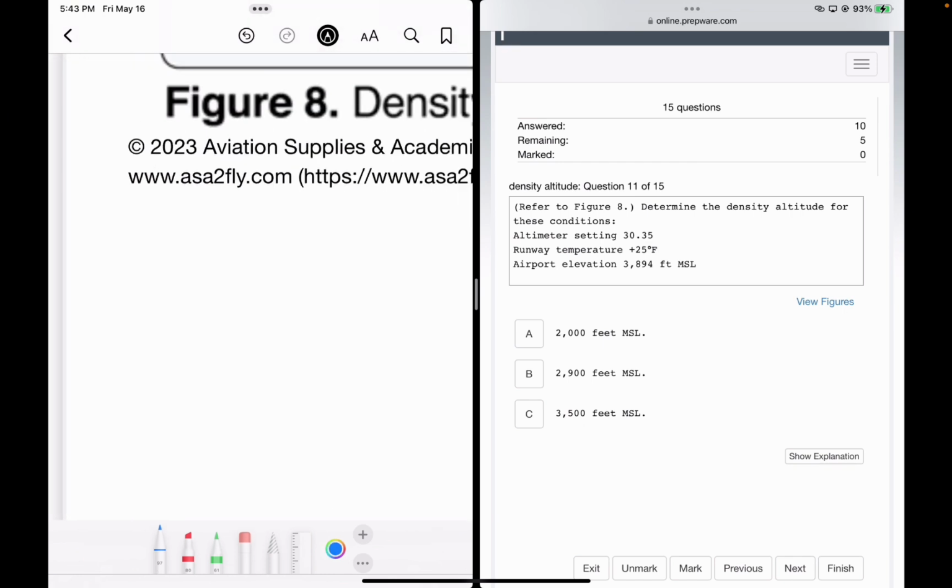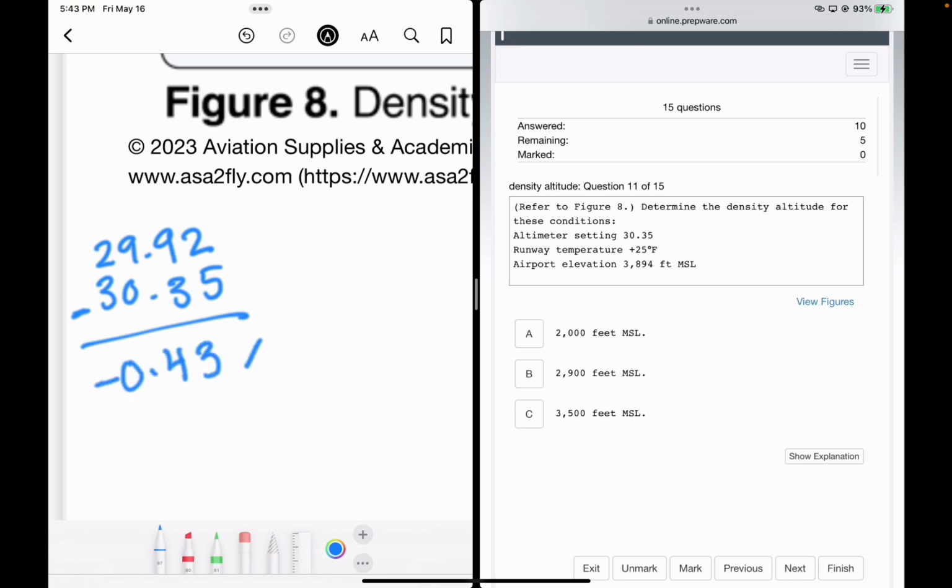More math for us, everybody. Good, the more you do this, the more you remember. And I'm not even going to try to explain it anymore to you. I explained it to you last time, so I feel like you should already know why I'm subtracting the standard by the altimeter setting that they gave us. And by this time, you should already guess that I'm going to multiply it by 1,000. I got -430.